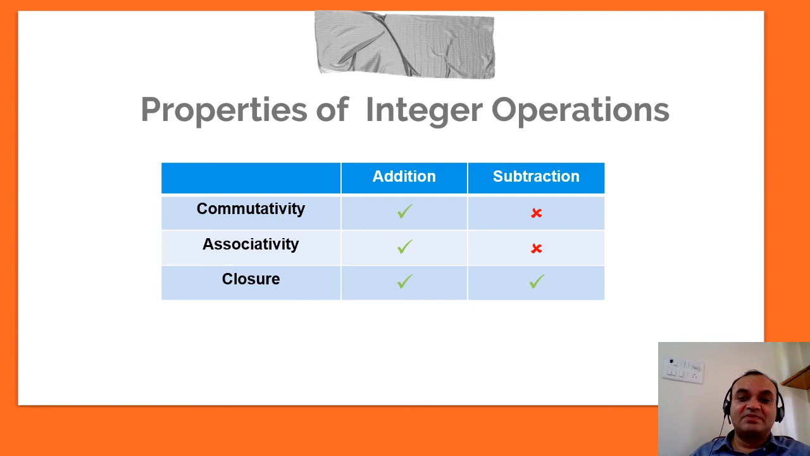So let's summarize the properties of integer addition and subtraction. We have seen three properties: commutativity, associativity, and closure. Integer addition is commutative, but integer subtraction is not commutative. Integer addition is associative, but subtraction is not associative. However, integers are closed both under addition and subtraction. So with that, we have covered addition and subtraction of integers as well as some interesting properties.